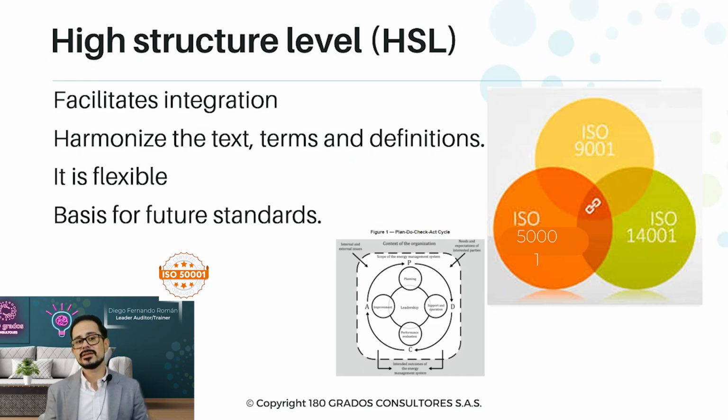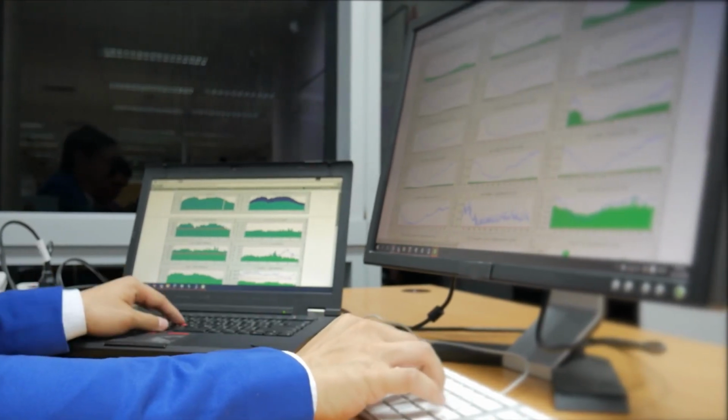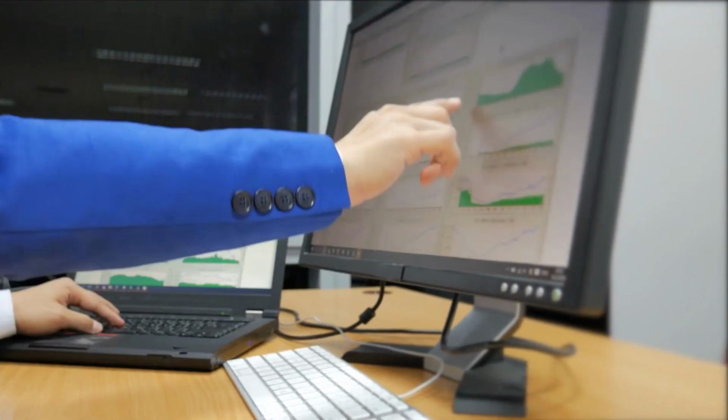The HLS also harmonizes text, terms, and definitions. This ensures that all ISO standards are using the same language, which reduces confusion and makes it easier for everyone in the organization to understand the requirements.